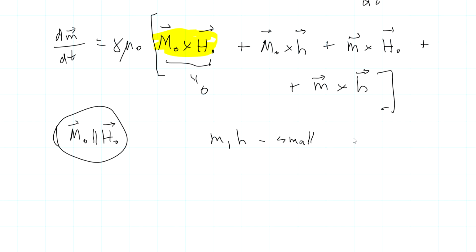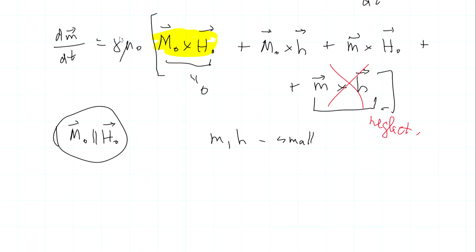So what it means by small is that m naught is not small, h naught is not small. But here both of them are small, so what it would mean is this is a second order small term. And we will neglect this term. So I would cross it out with red and say neglect. Neglect this term. Okay. Now we have to decide.